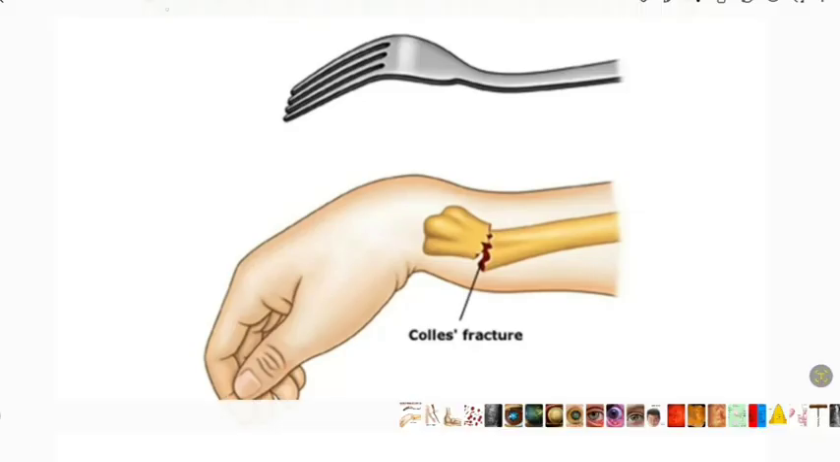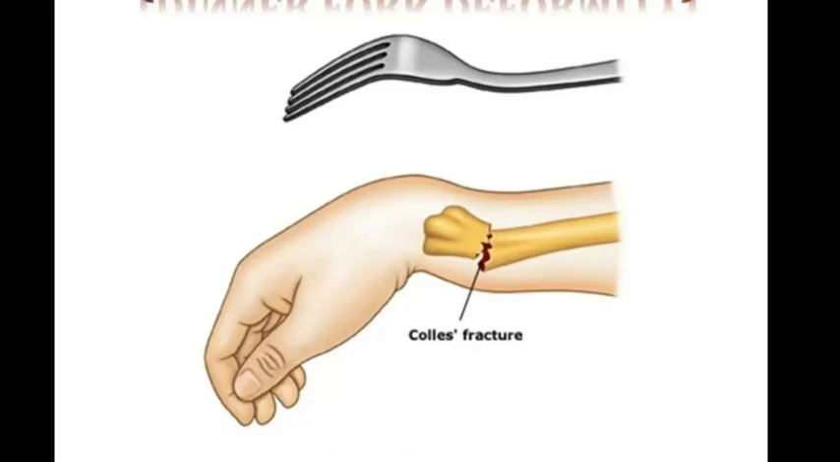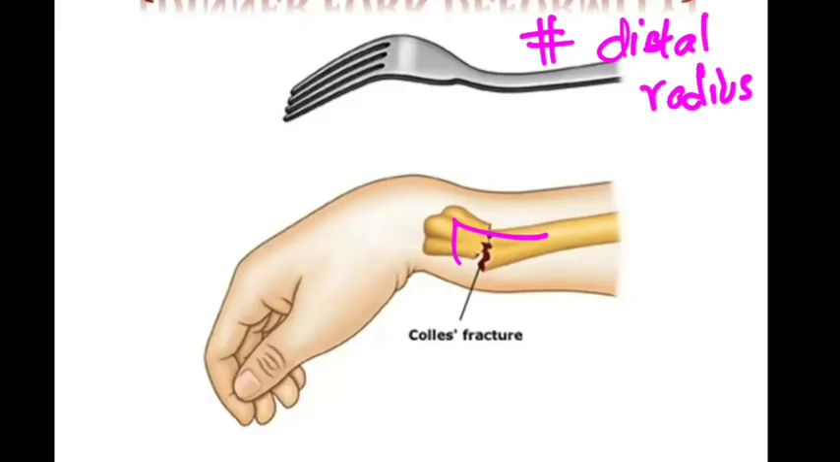Now tell me guys, what is this? Okay, one second. Yeah, so this is Colles fracture, right? Colles fracture is a fracture of the distal radius, within about 2.5 centimeters of the wrist joint.